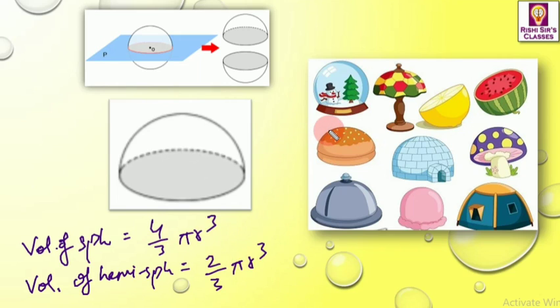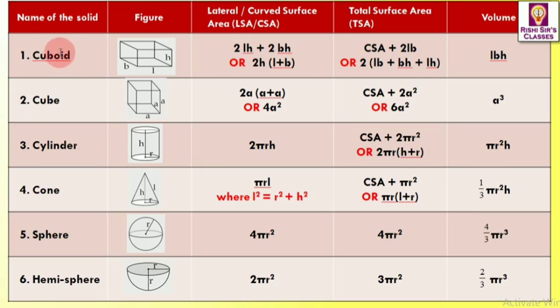There are several things in our world that resemble the shape of a hemisphere. You can see these shapes. So here these 6 figures are completed. They are CSA, TSA and volume. Take the screenshot and keep it with you always, so that you can see the formula of any figure whenever you want.